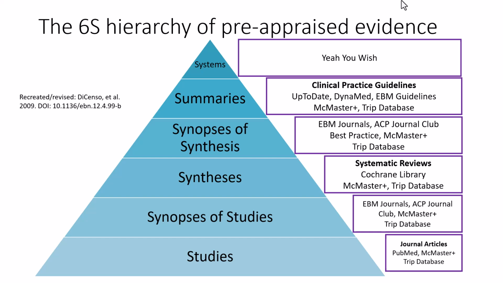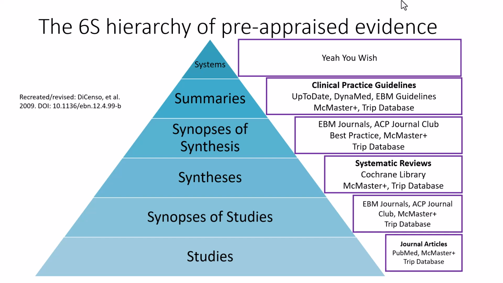Lower than that, there are synopses of studies. These are the summary of a single study that has been critically appraised and commented on, and these are usually published in evidence-based medicine journals, the journals that have evidence-based in their title. For example, Evidence-Based Medicine, Evidence-Based Dentistry, Evidence-Based Nursing. We also could find them in McMaster Plus and Trip Database, which are other great sources.